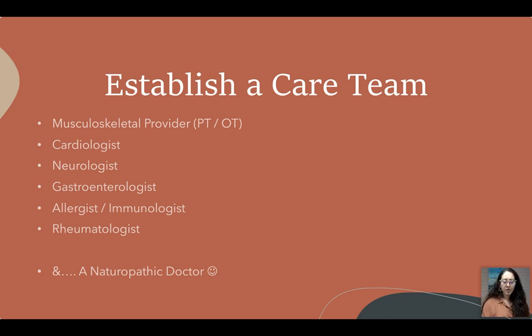Again, you don't necessarily need to have all of these people on board, but it's about what is more prevalent, or whether we want some more detailed workup to happen. Then we refer to someone, let's say a cardiologist who specializes in dysautonomia or who specializes in POTS. And then, of course, a naturopathic doctor. I wanted to throw that in there because that's something that I think has been really helpful.